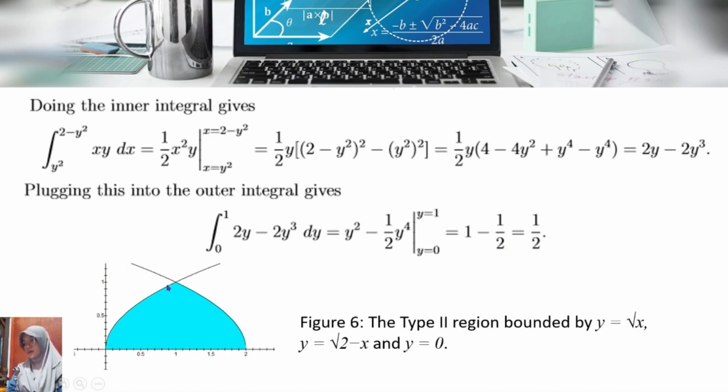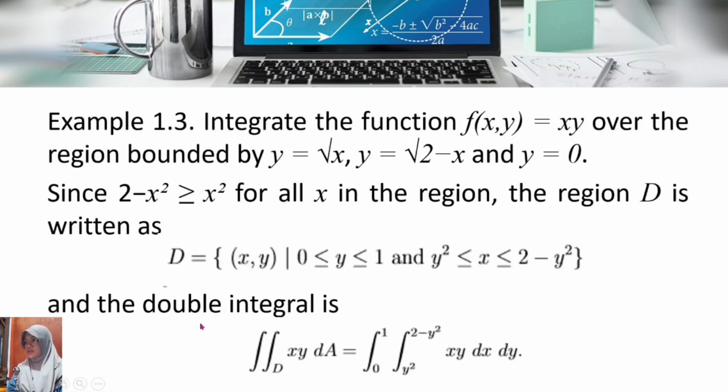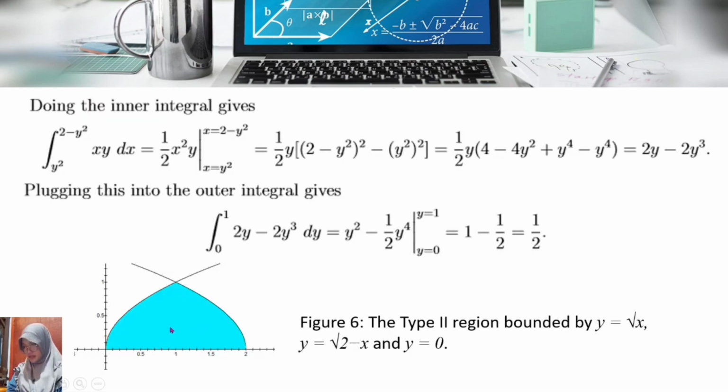So this is what the region looks like. The type 2 region bounded by y is equal to square root of x, and y is equal to square root of 2 minus x, and y is equal to 0. This shaded part here is the region D. We're looking for the region D. And this is how it looks like.